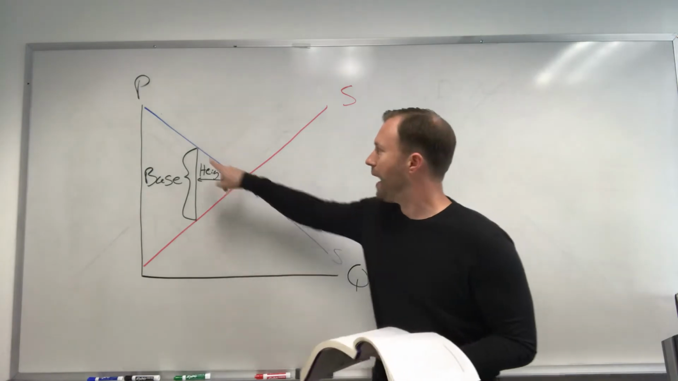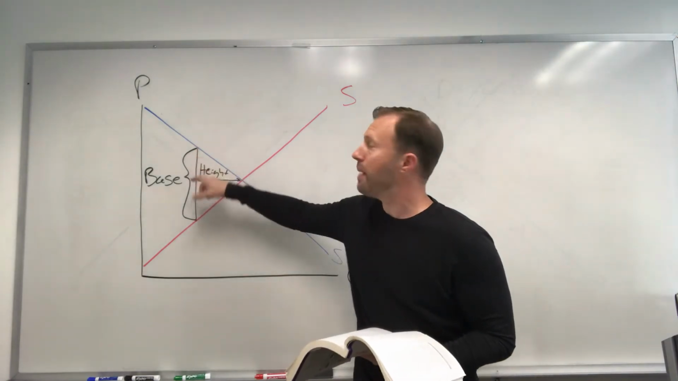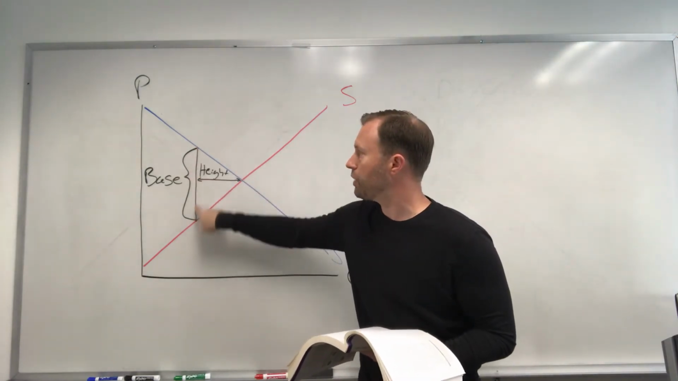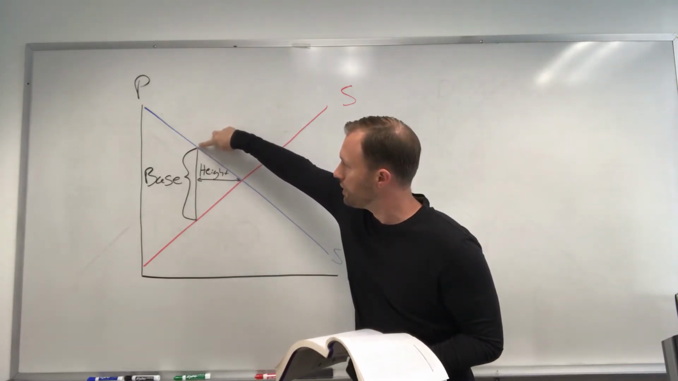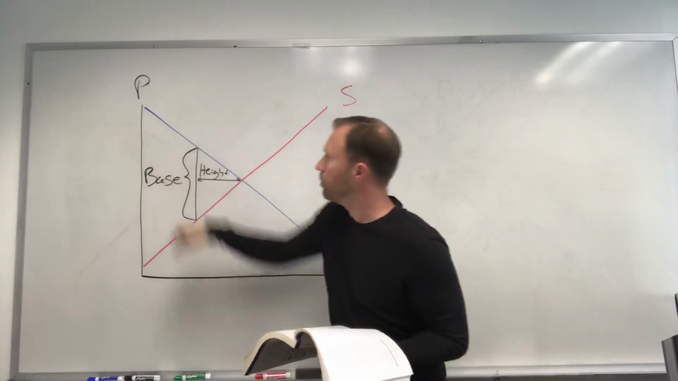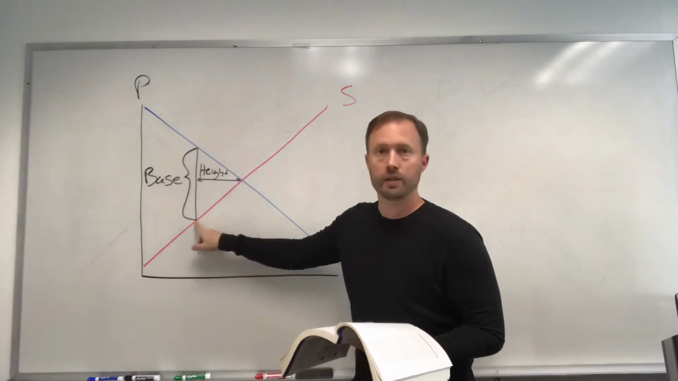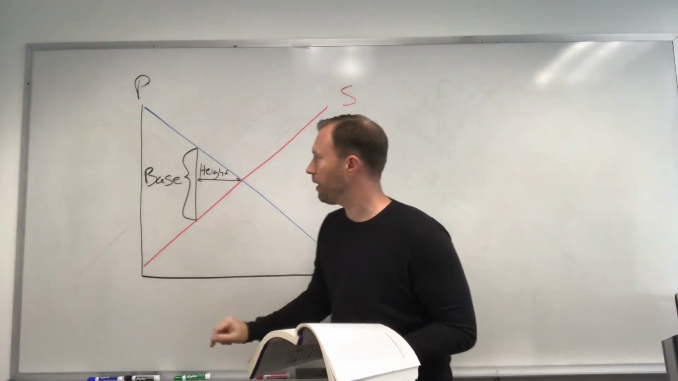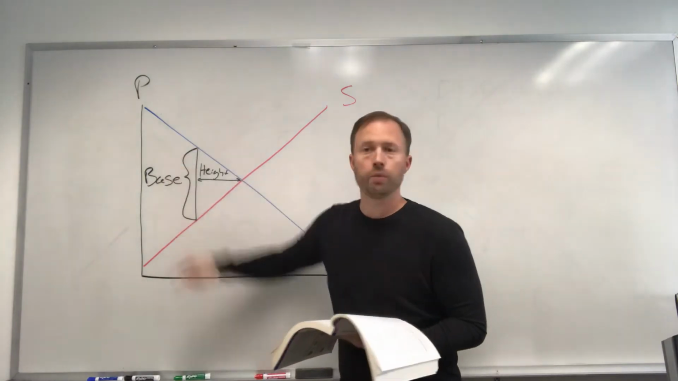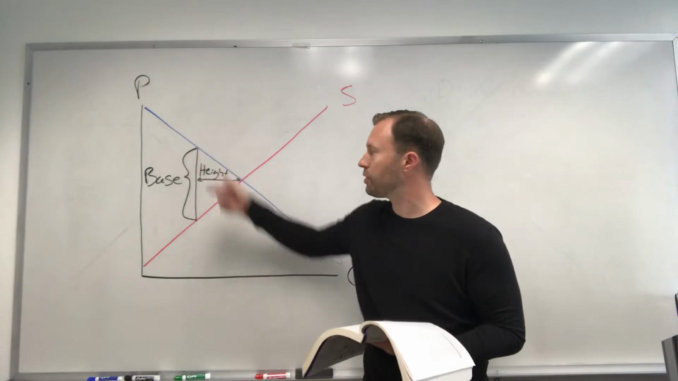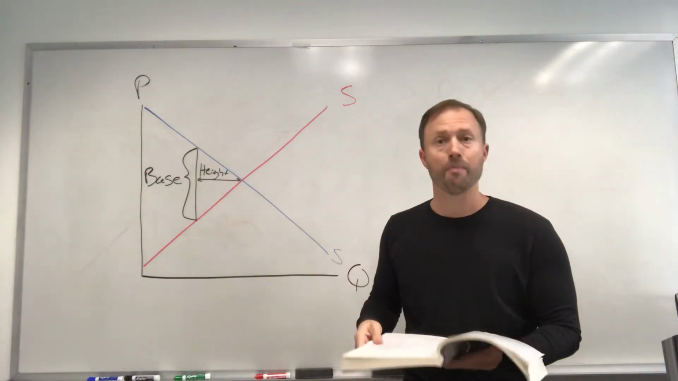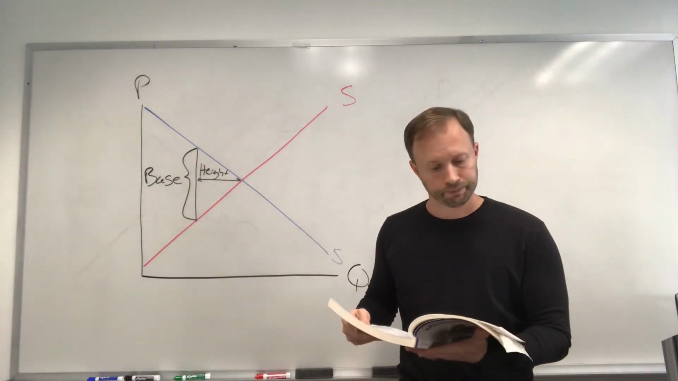And that magnitude gives you the tax wedge that you put onto your graph. Remember, wherever this tax wedge hits the demand curve, that sets the price for the buyers. Wherever it hits the supply curve, that sets the price for the sellers. The difference between those two prices is the tax per unit. So the base of this triangle represents the magnitude or the size of the tax.